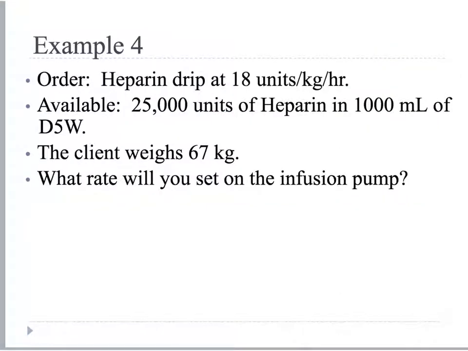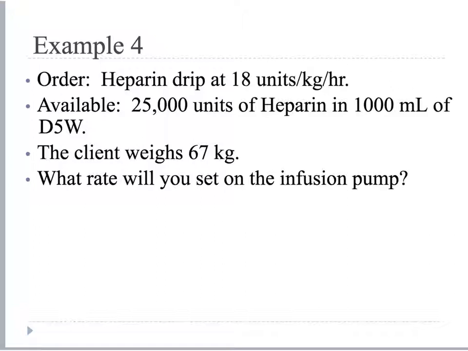Now I need to take a look at one last problem here. So our order is for heparin drip at 18 units per kilogram per hour. What's available is 25,000 units of heparin in 1,000 milliliters of D5W. The client weighs 67 kilograms. What rate will you set on the infusion pump?